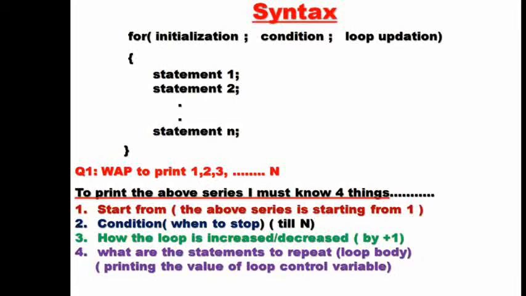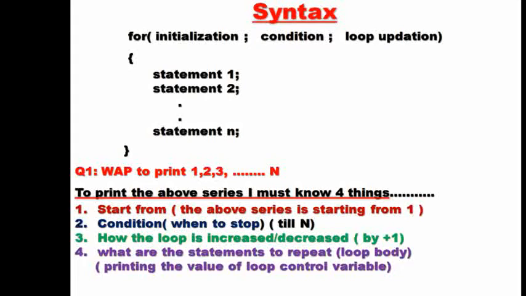What is the start value? Just see 1, 2, 3, 4. So my start value is 1. How long will the loop go? Till my counting is less than or equal to n. It means that I'll stop when it reaches the value n. How will the loop increase or decrease? Here in this case it is plus 1. 1 plus 1 is 2, 2 plus 1 is 3, and so on.